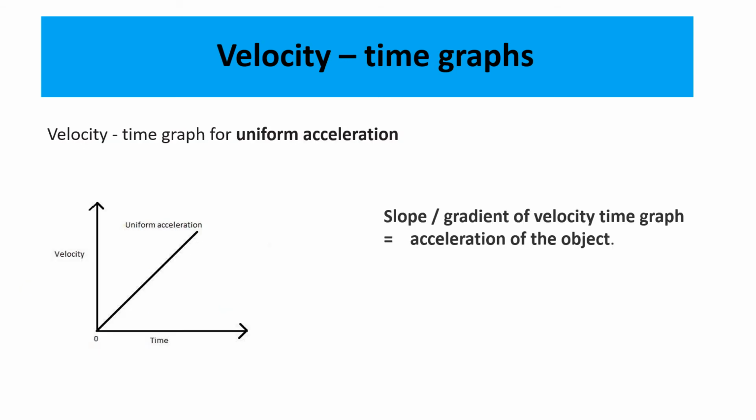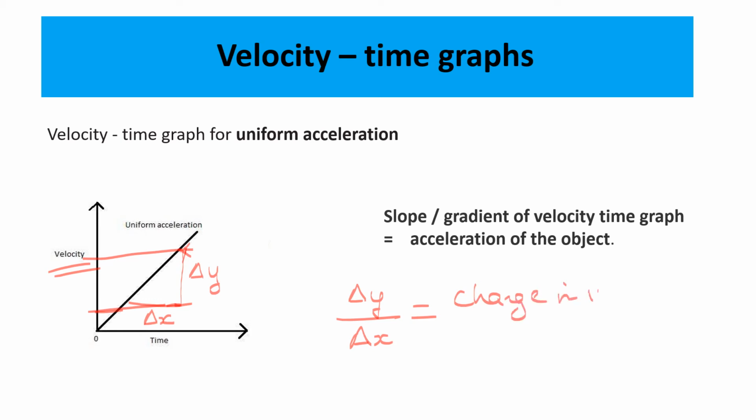For uniform acceleration, the velocity time graph will be a straight line, because the velocity increases equally with equal intervals of time. If you take the slope of this graph, delta y by delta x, that is delta y divided by delta x is equal to, delta y indicates the change in velocity. Change in velocity divided by time.